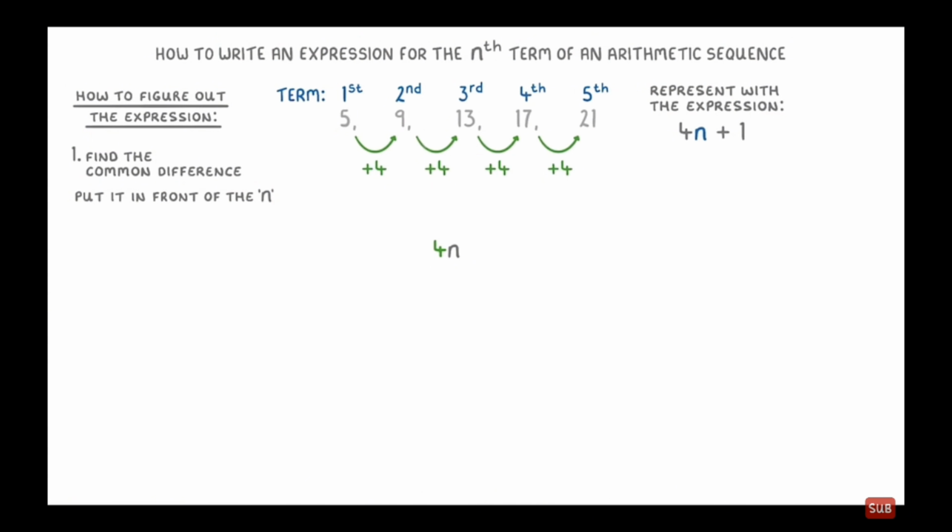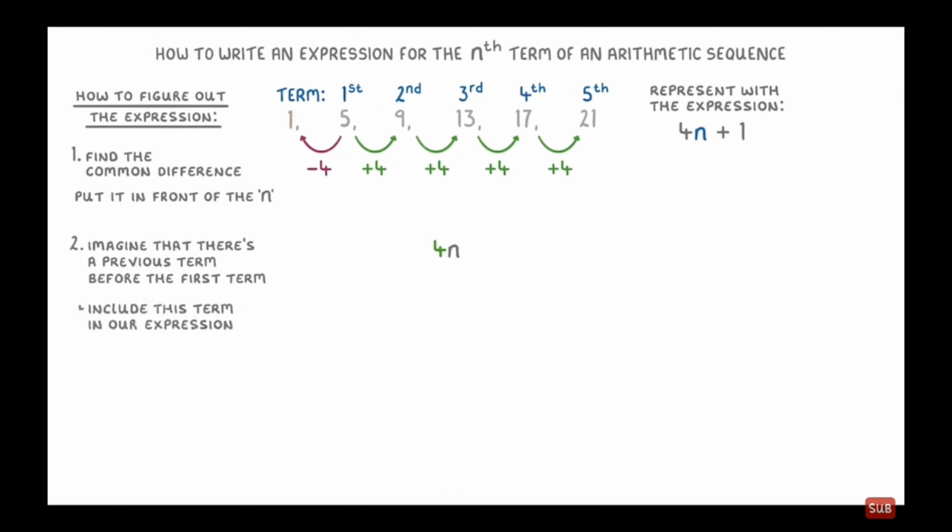Then to find out what's going to be added or subtracted, we have to imagine that there's a previous term before the first term. So because the common difference here is 4, and our first term at the moment is 5, the previous term must be 4 less than 5, so positive 1. And then we include this term in our expression. So here, that means that we put the plus 1 onto our 4n to get 4n plus 1 as our expression.